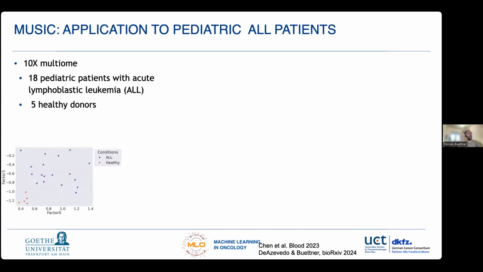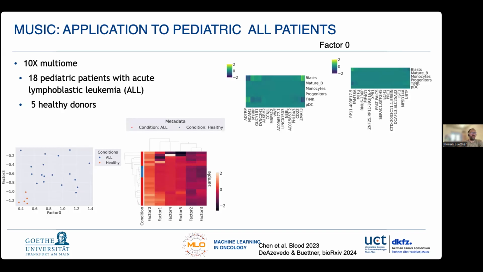Now we generalize that to the multi-omics use case, where we not only have one tensor, but multiple tensors, and they can even be of different orders, and we can perform this decomposition. Here's a very brief example of how that works for the 10x multi-omic, where we looked at data from 18 pediatric patients with ALL and 5 healthy donors. Again, the first thing we do is always to check whether we can separate the biggest source of variation, which would be healthy versus ALL, and that we can see very nicely within these two factors. You can also see the large spread in ALL compared to the tight cluster of the healthy donors.